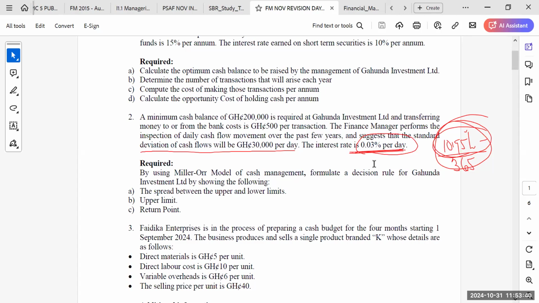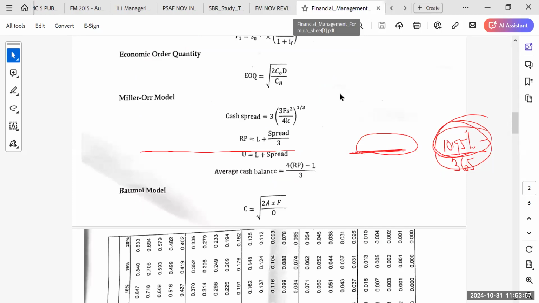Okay. So I will now make reference to the formula sheet so that we can be comfortable with it. We have been using our own in full, which is the spread. The cash spread is 3 multiplied by the transaction cost times the variance, divided by 4 multiplied by the interest rate, all to the exponent 1/3. That's what we have been doing, and it is the same thing they have over here.